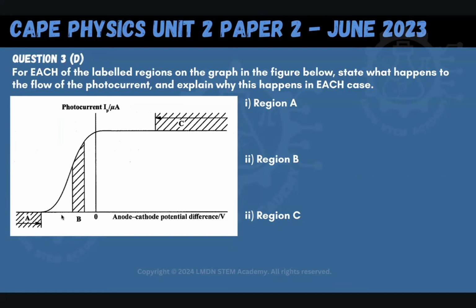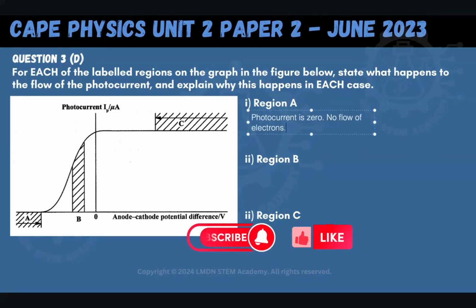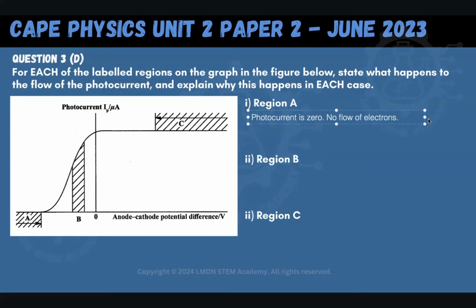There's literally no photoelectric current, right? So let's write that in region A: the photocurrent is zero. That's what we notice. That's what happened to the flow. There's no flow, so no flow of electrons. That's what that essentially means there. Why is there no flow of electrons?